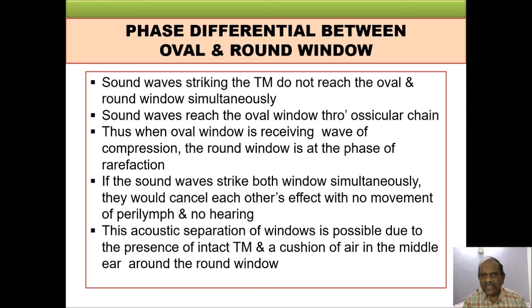They are never activated at the same time. If they would have been activated simultaneously, what would happen? The sound waves striking both windows simultaneously would cancel each other's effect with no movement of perilymph and no hearing. This acoustic separation of the windows is possible due to the presence of an intact tympanic membrane and a cushion of air in the middle ear around the round window.